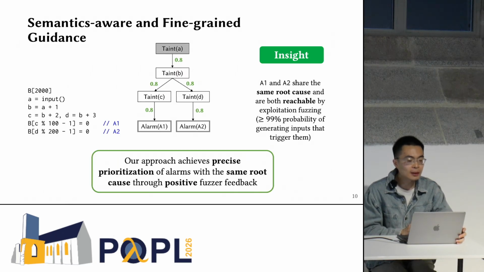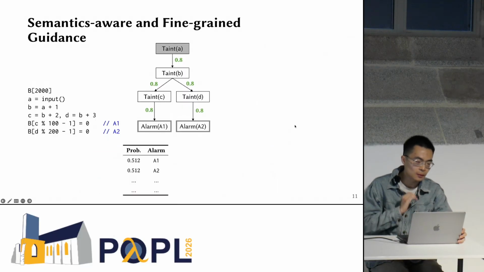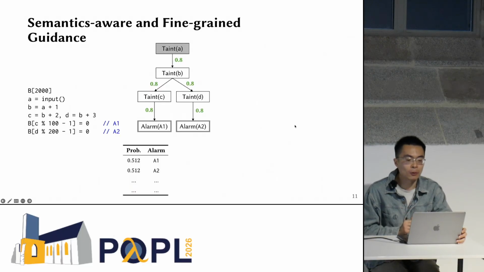We use the positive feedback obtained from exploitation fuzzing on A1 to increase the reachability probability of A2, thereby achieving precise prioritization of alarms that share the same root causes. We will show how our approach works.